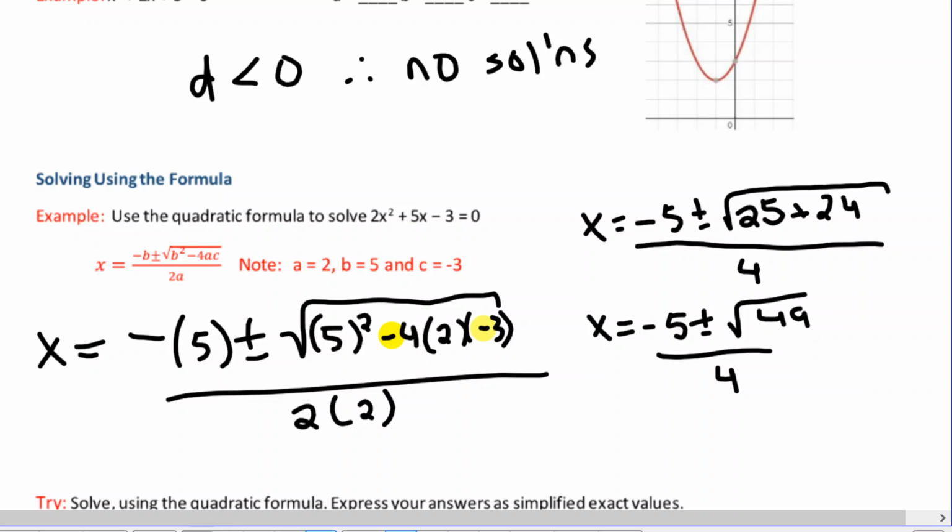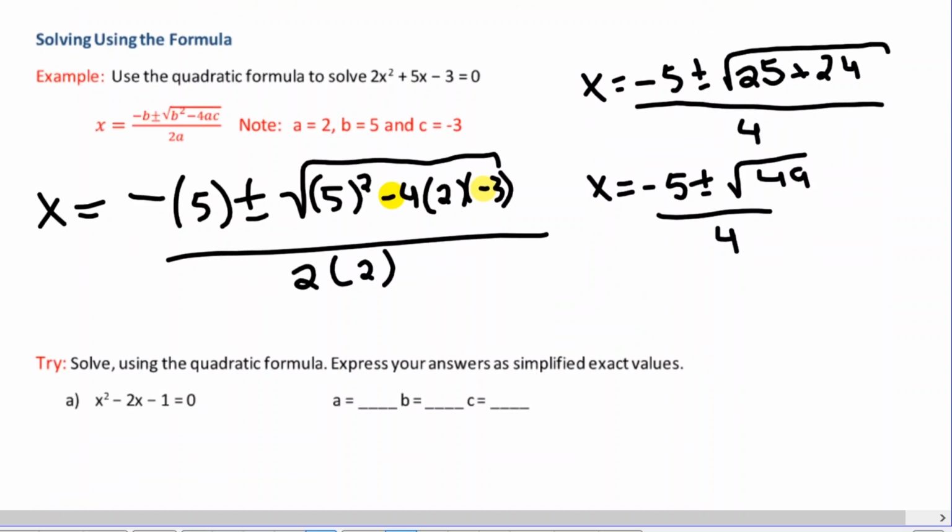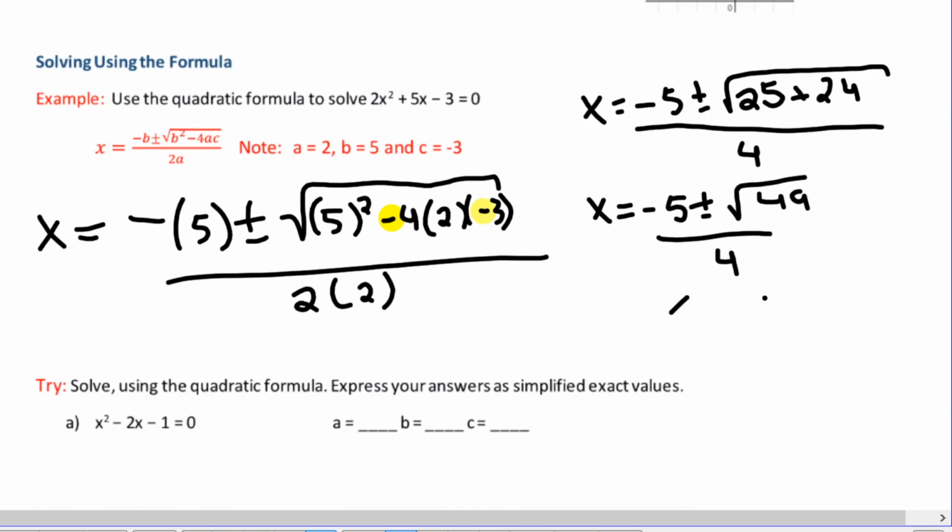And at this point, we want to evaluate. So I have two options, and I have to do both. It's not a one or the other situation. I know we say plus or minus, but I need to perform both.